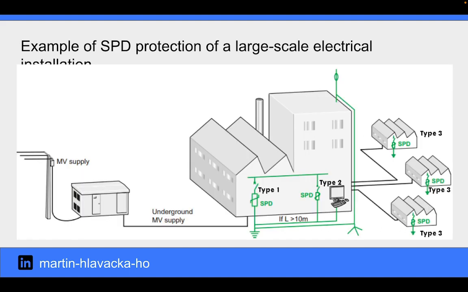On this slide, we see a real example of SPD protection of a large electrical installation. You can pause the video for a moment if you wish and then continue to the next slide.